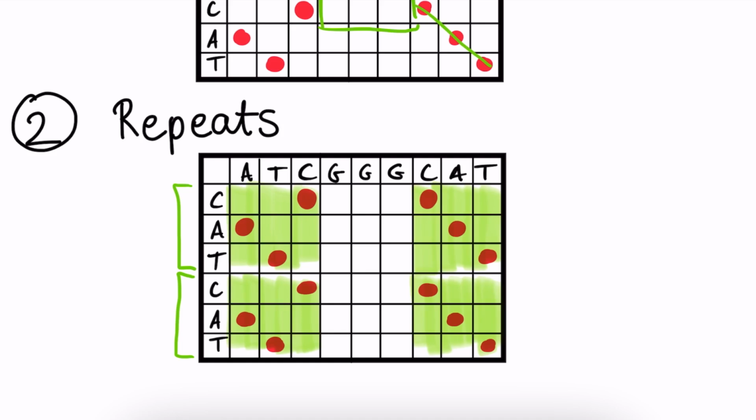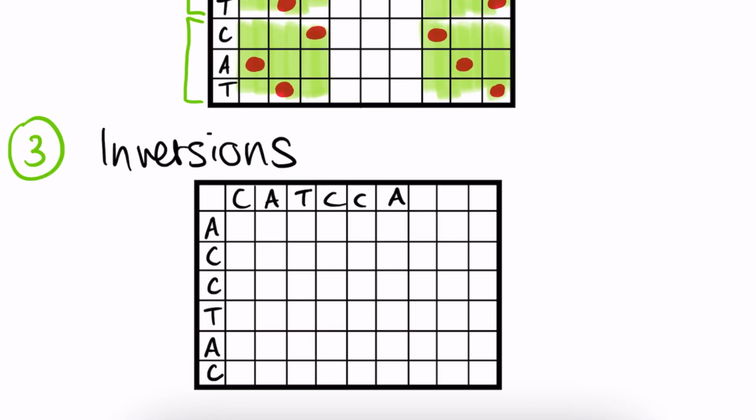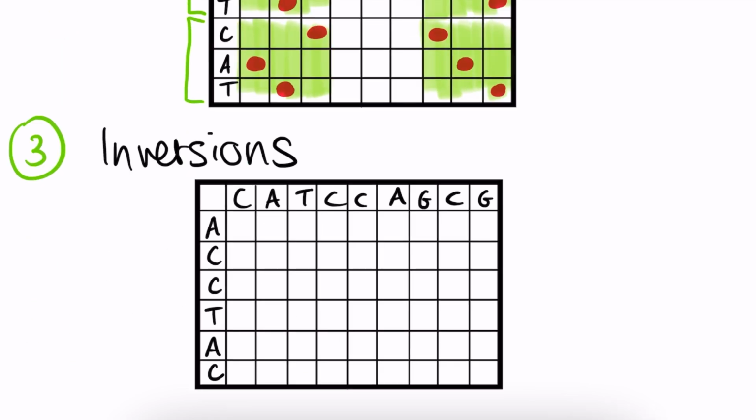This is really good to know because it tells us that there are different ways in which we could align the horizontal cat sequence and the vertical cat sequences. The third pattern we can easily identify are inversions. Let's fill in our matrix a third time for two different sequences.